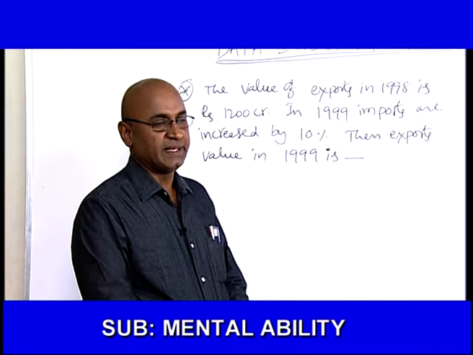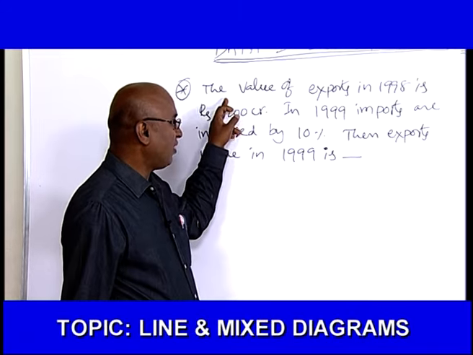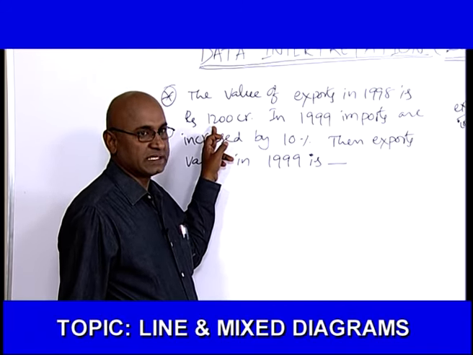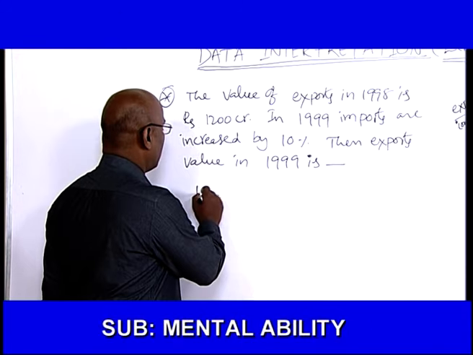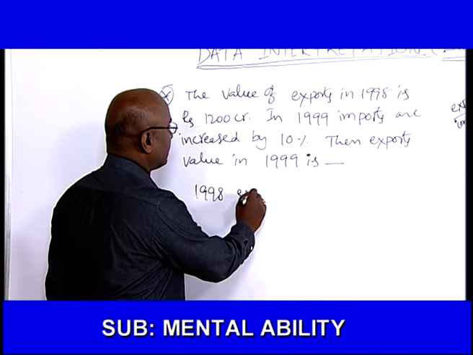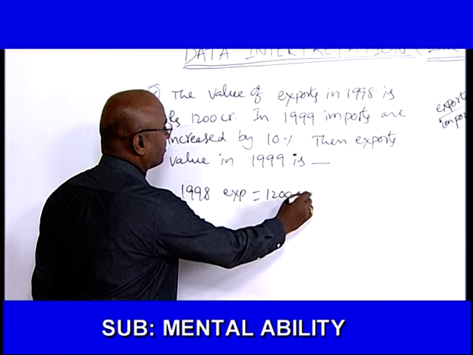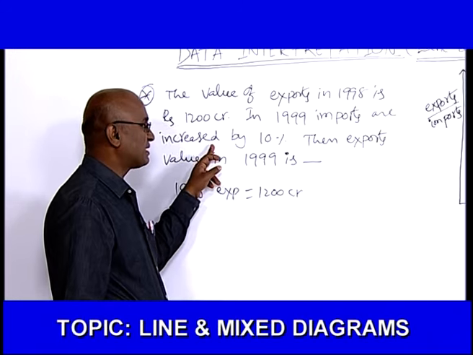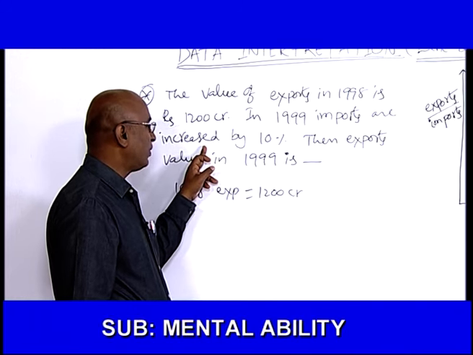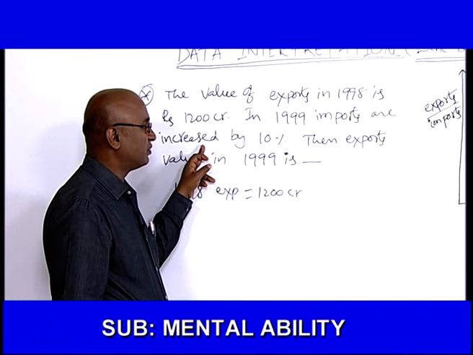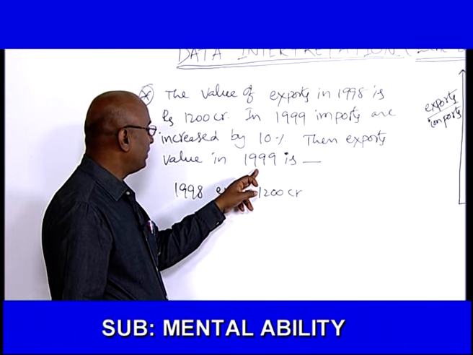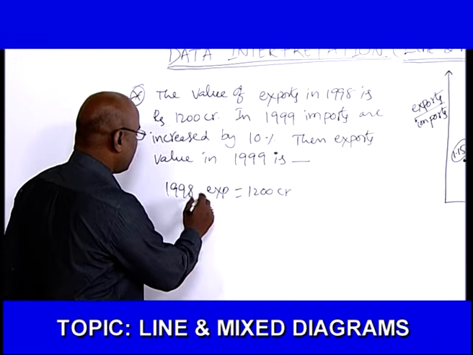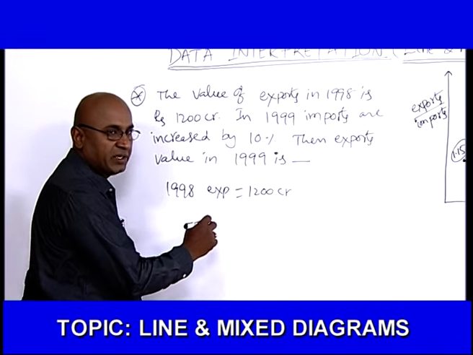Next question in this problem is like this. The value of exports in 1998 is 1200 crores rupees. 1998లో ఎక్స్పోర్ట్స్ వాల్యూ వచ్చి 1200 కోట్ల రూపాయలు. ఇన్ 1999 ఇంపోర్ట్స్ ఆర్ ఇంక్రీజ్డ్ బై 10%. 99లో ఇంపోర్ట్స్లో పెరుగుదల శాతం వచ్చి 10%. అయినా 1999లో ఎక్స్పోర్ట్స్ వాల్యూ ఎంత అంటున్నాడు. నౌ 1995లో ఎక్స్పోర్ట్స్ ఎంత అయితే ఫస్ట్ విల్ ఫైండ్ అవుట్ ద ఇంపోర్ట్స్.